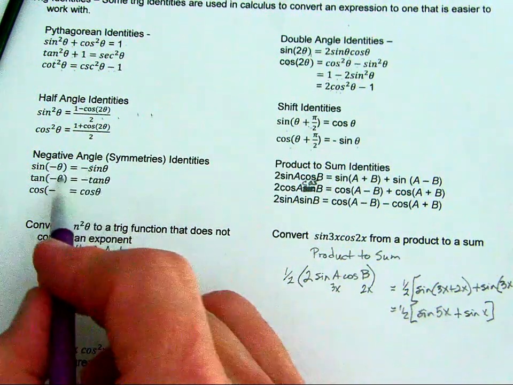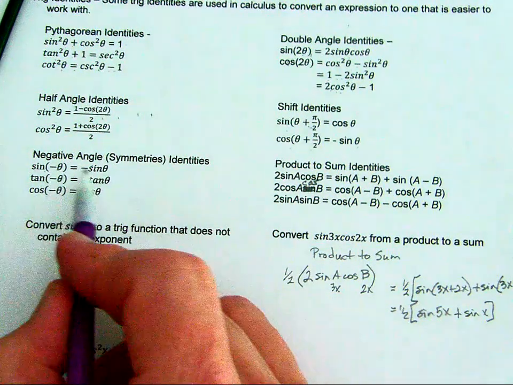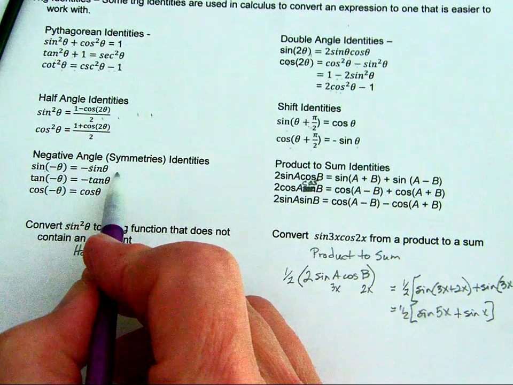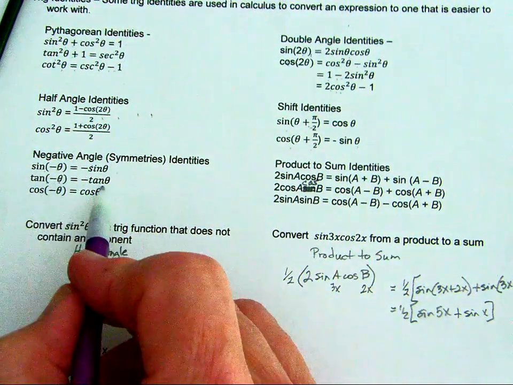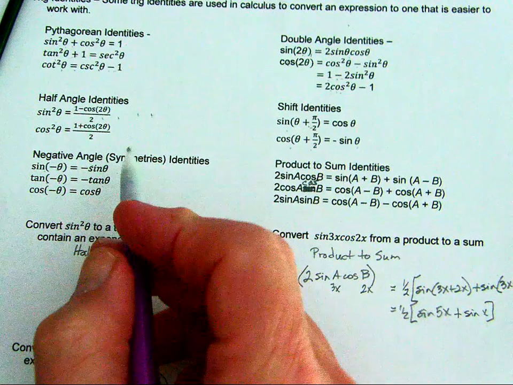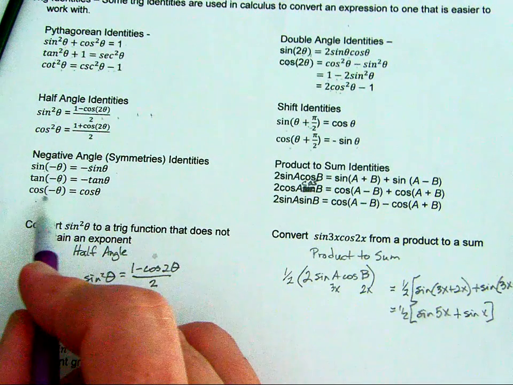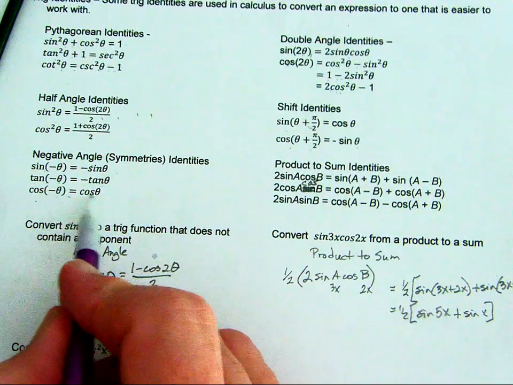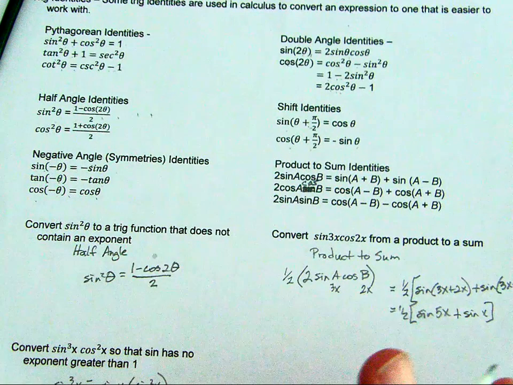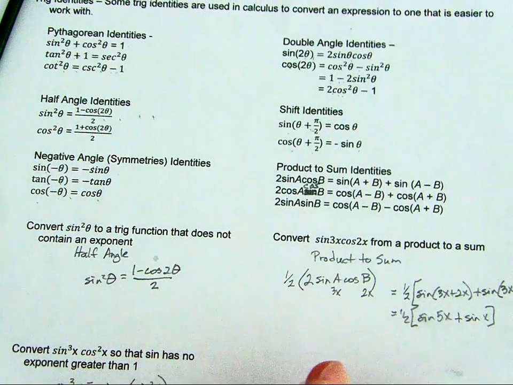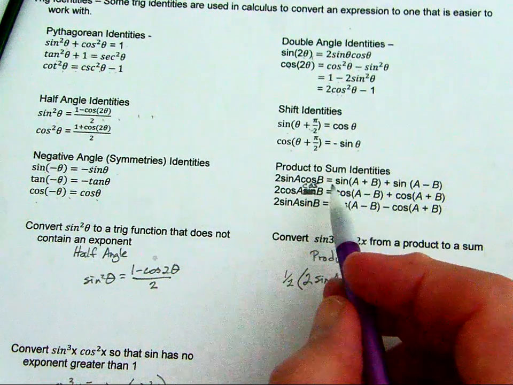We talked about negative angles. 2 of them work the way you would think. The sine of a negative theta is negative sine theta, which seems logical. Tangent of negative theta equals negative tangent theta. Seems logical. The one that you have to remember is the cosine of a negative theta is actually the same as the cosine of theta because of how the graph works, how the quadrants work.